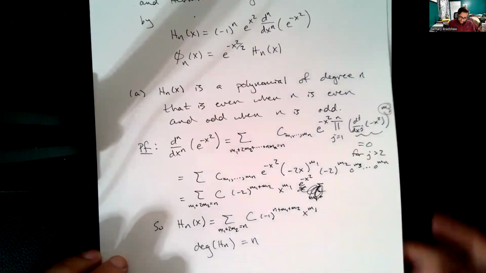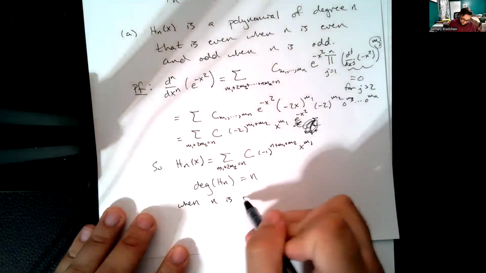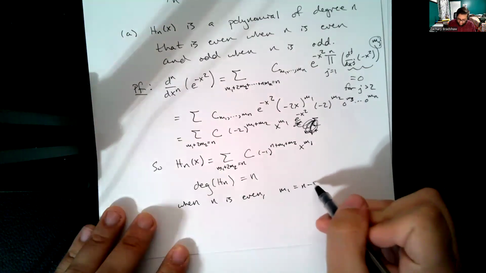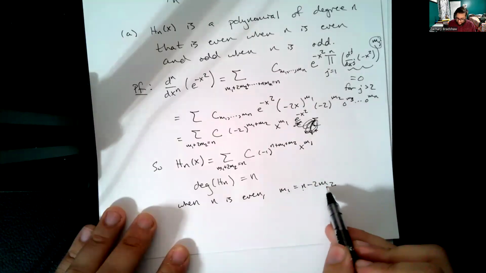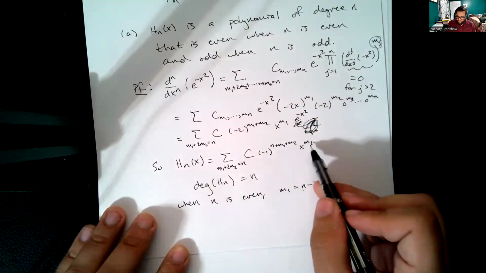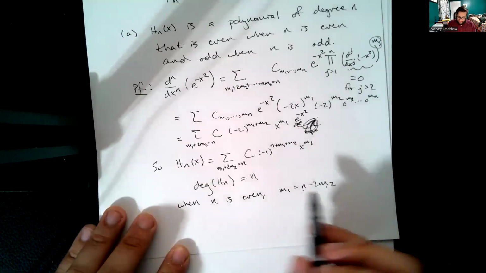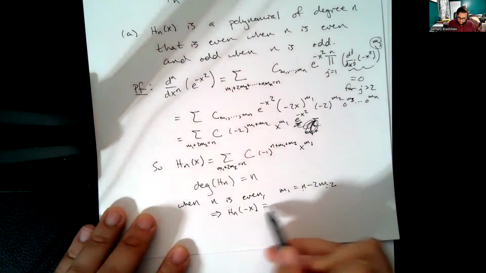And we see that when n is even, then m1 is n minus 2m2. And so we'll have an even minus an even, and so m1 will be even for all choices of m1. And so that tells me that this Hermite polynomial is going to be even.